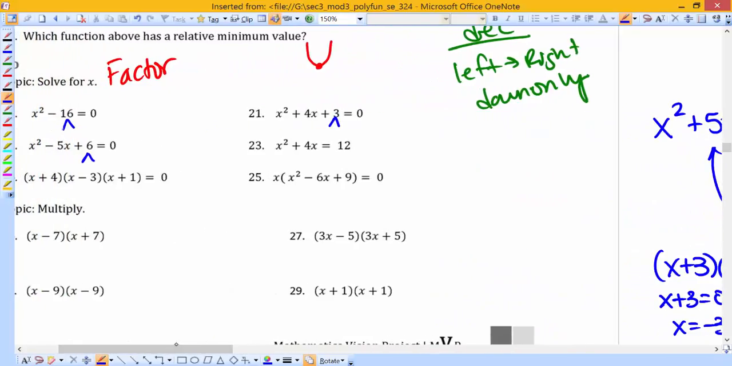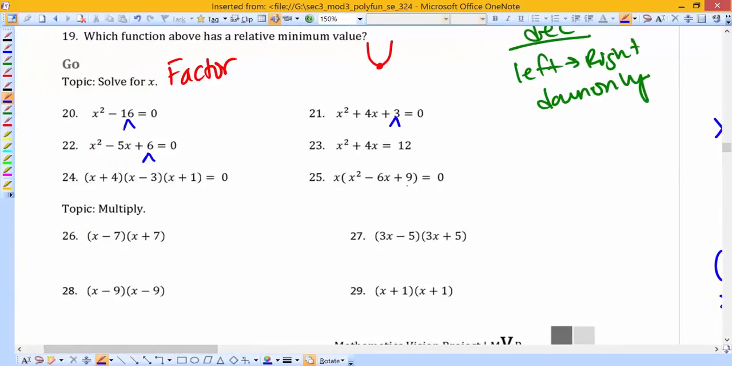On 25, you'll have to factor the inside first. So you'll have x and then a set of 2 parentheses. 24 is already factored for you. So you just need to set each of those equal to 0. So there's the first one, and then solve for x. For 23, you have to move the 12 over first. So you want this to be x squared plus 4x plus 12 equals 0. Now you are going to factor.